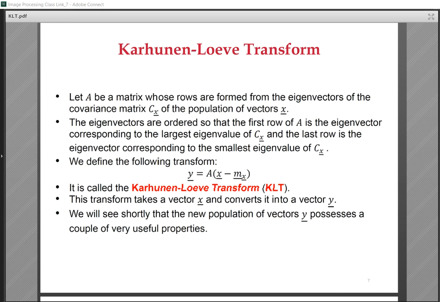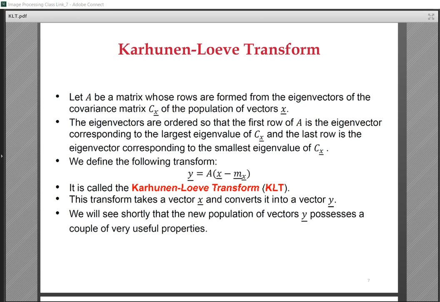Let A be a matrix whose rows are formed from the eigenvectors of the covariance matrix Cx of the population of vectors x. The eigenvectors are ordered so that the first row of A is the eigenvector corresponding to the largest eigenvalue of Cx, and the last row is the eigenvector corresponding to the smallest eigenvalue of Cx. That means A contains row 1, row 2, row 3, etc.